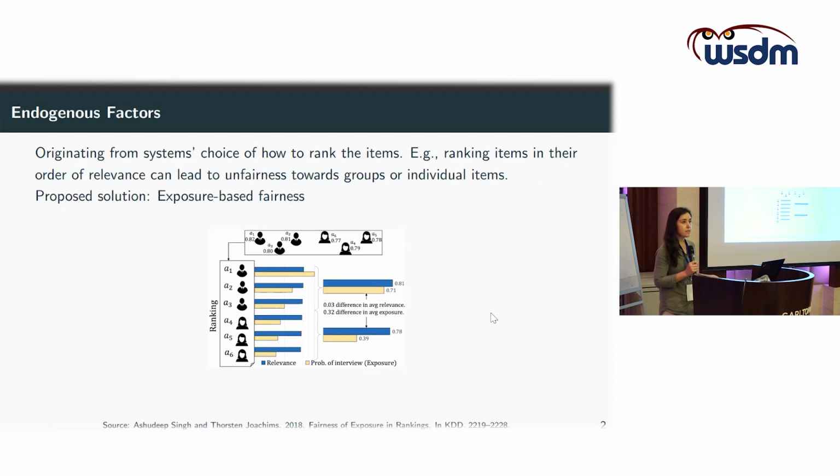One solution to that is to make sure that we are allocating exposure in a fair way. So it comes across the field of exposure-based fairness, or fair ranking.